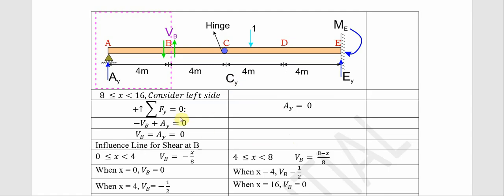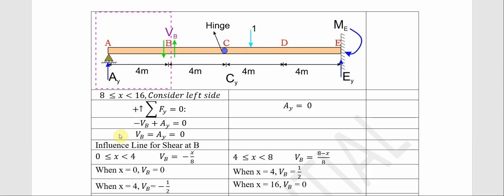The shear force at this side, our unit load is here. So our AY and VB, they are 0 at this particular point because of this hinge. The influence is not being felt here, so we have VB and AY equal to 0. Now let us draw our influence line and consider at different points what our value would be.